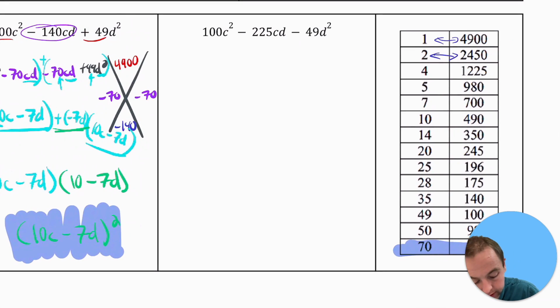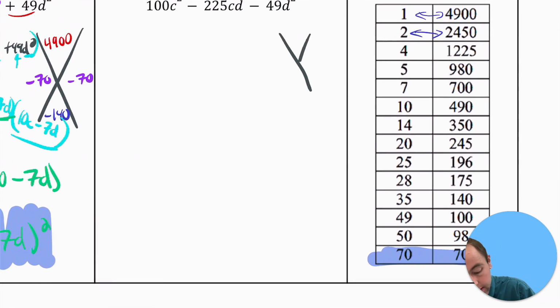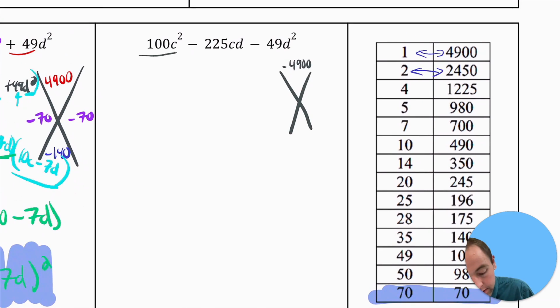And then just one more example using the AC method here. You can see that we're going to end up with a negative 4,900 because your A is 100 and your C is negative 49. But then we have to find the pair that adds to negative 225. Based on the chart that I found right here, it turns out you have to use those couple of numbers, but you need to make that 245 negative, so it adds to negative 225.